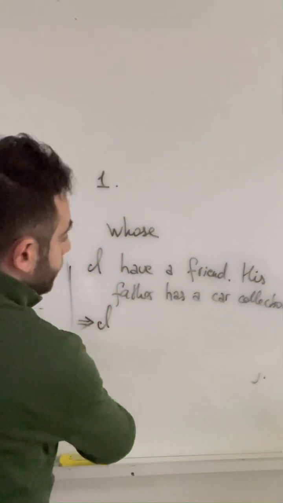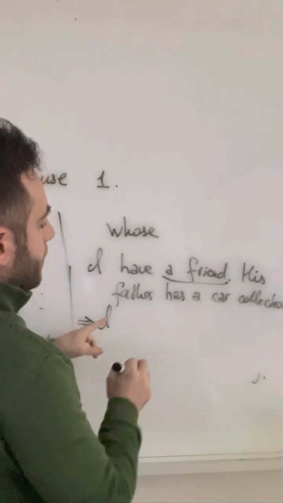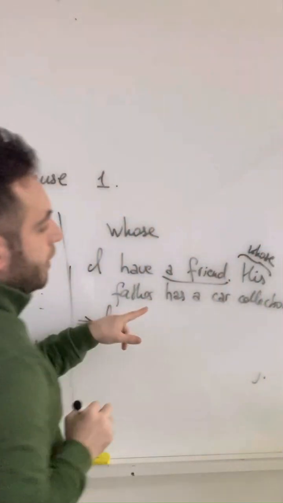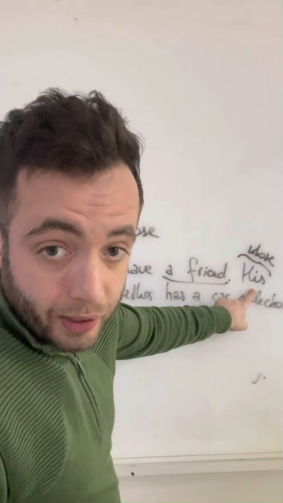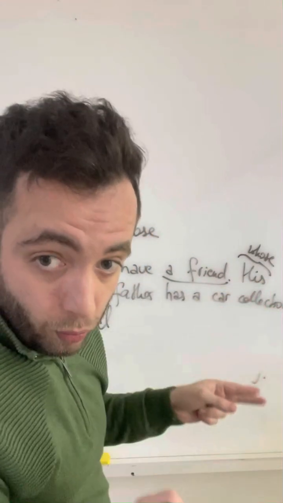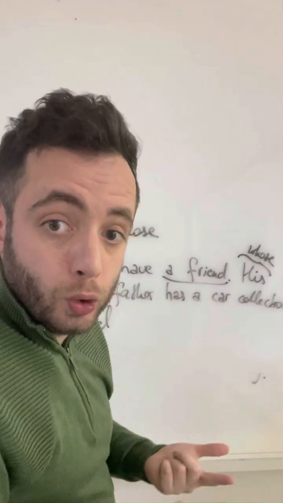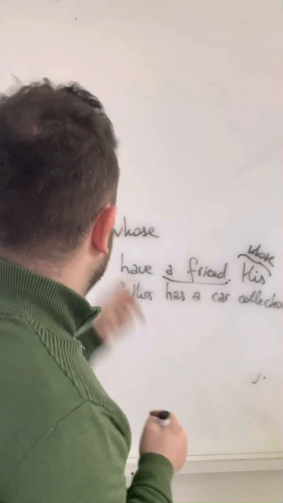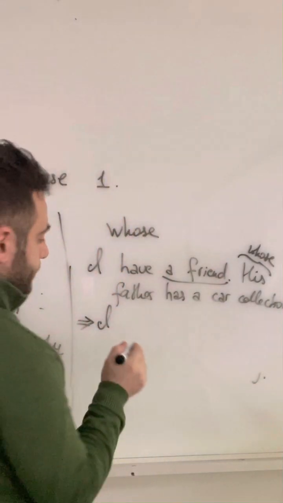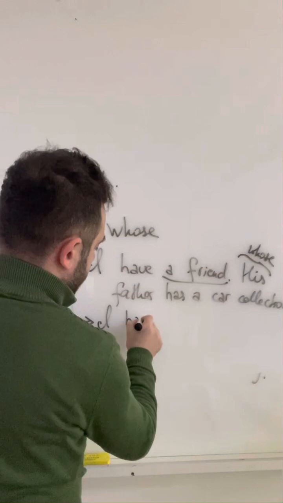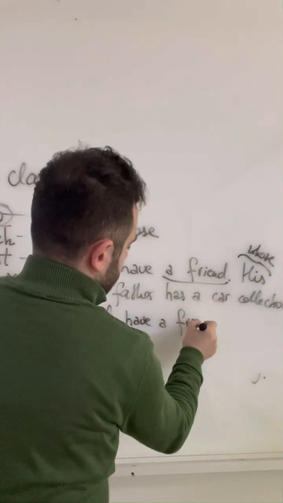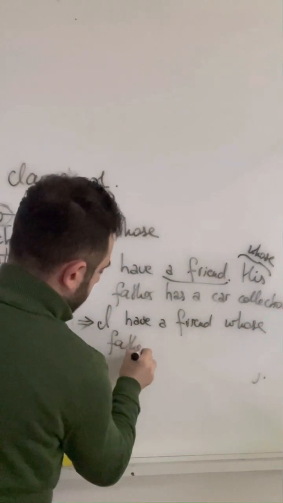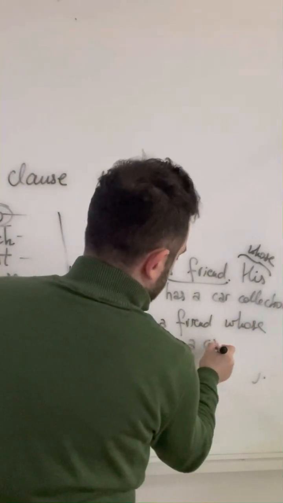So we can say we will keep friend here, but instead of his, we will write just whose. Always, let's say, the relative pronoun in the original version, in a separate form, is replaced by the relative pronoun. So I have a friend whose father has a car collection.